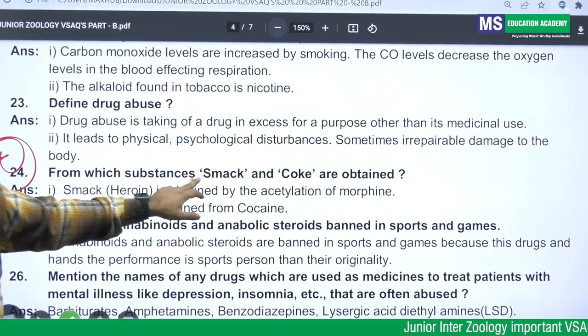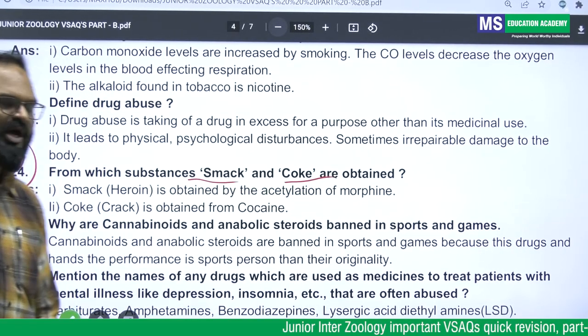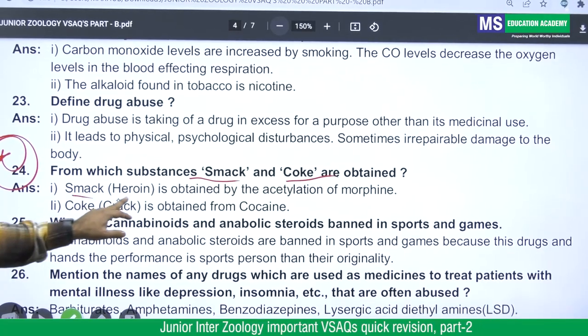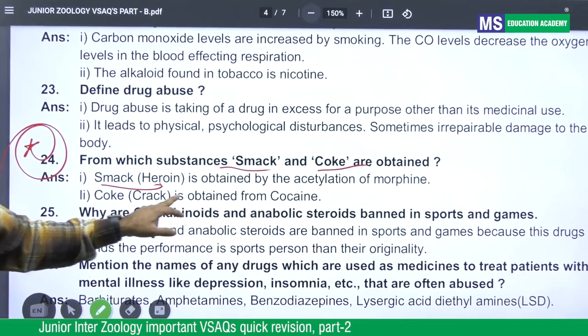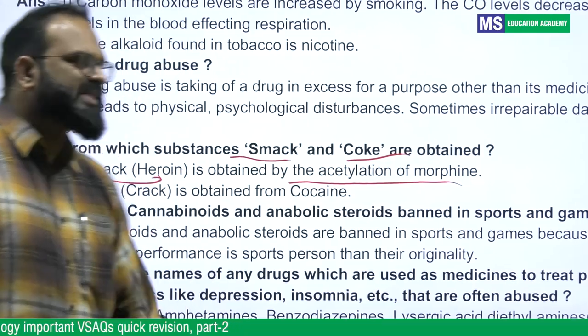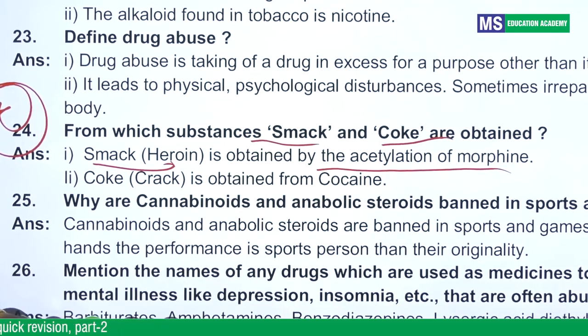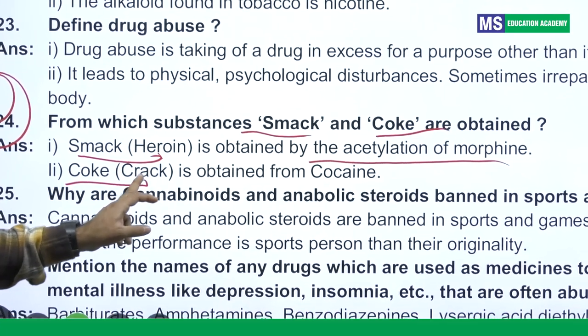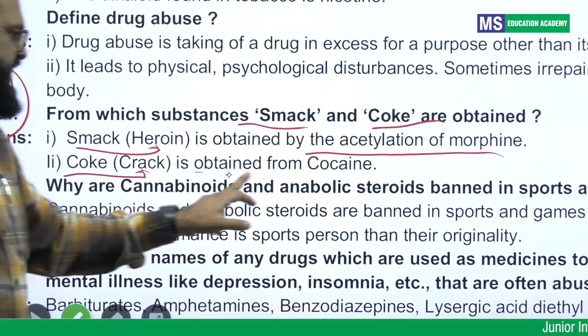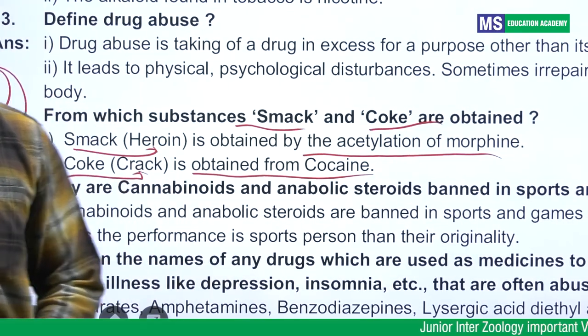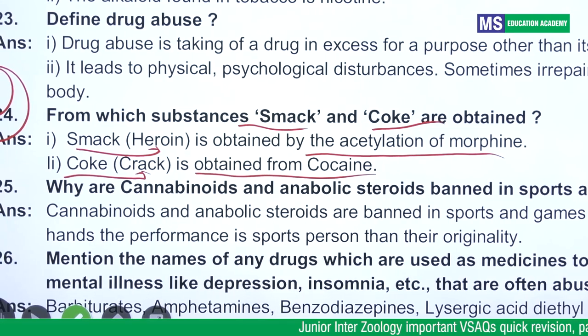From which substances are smack and coke obtained? Smack is also called heroin. It is obtained by acetylation of morphine. Coke is also called crack. It is obtained from cocaine, the coca alkaloid.